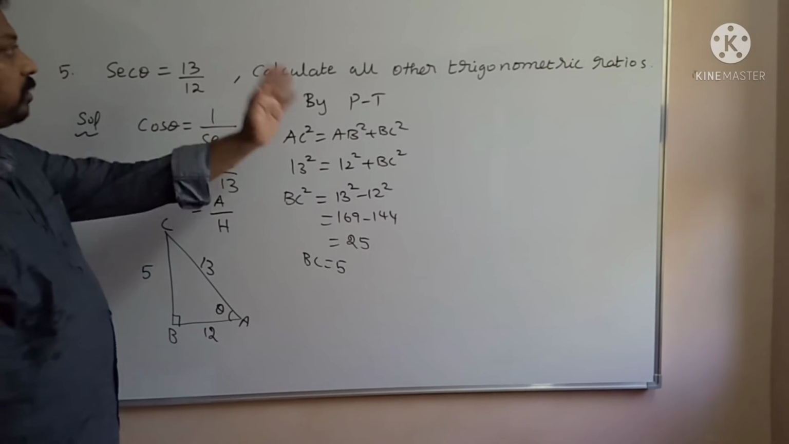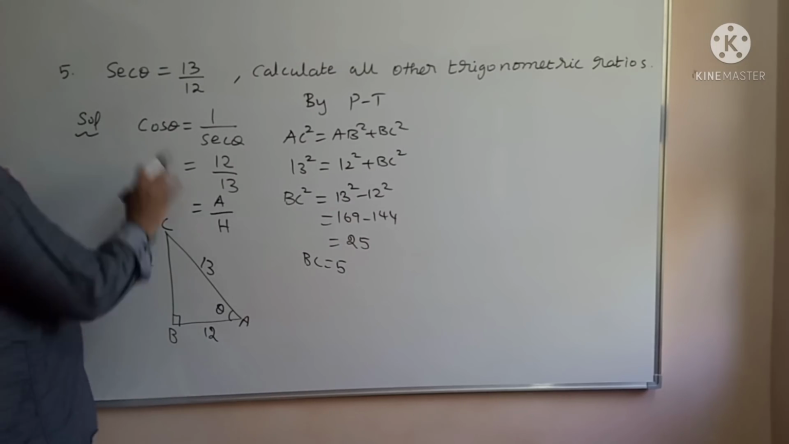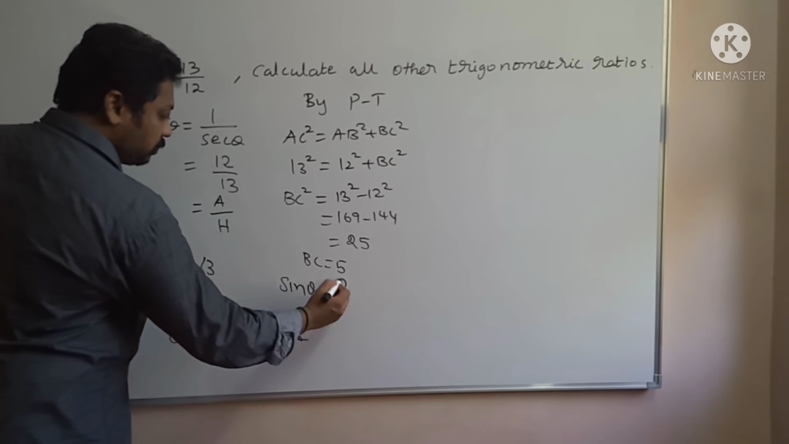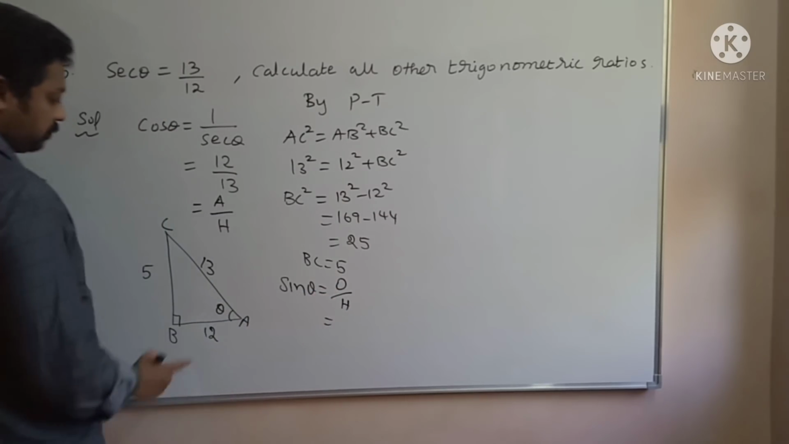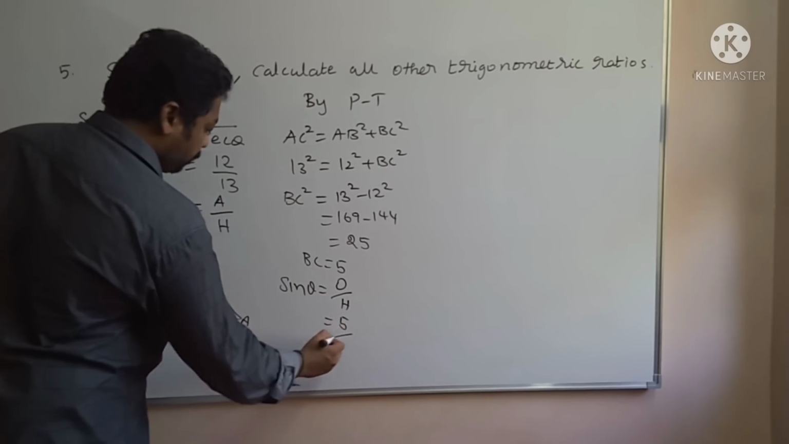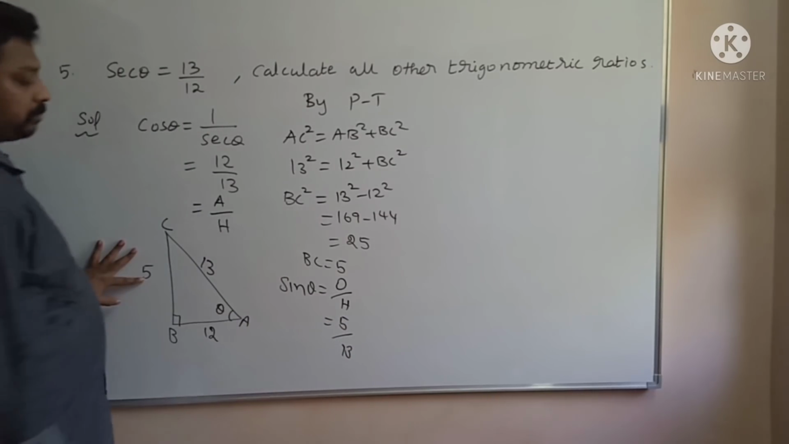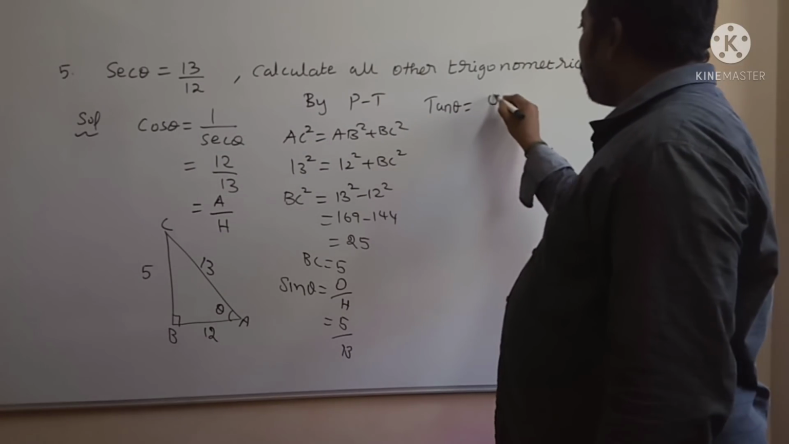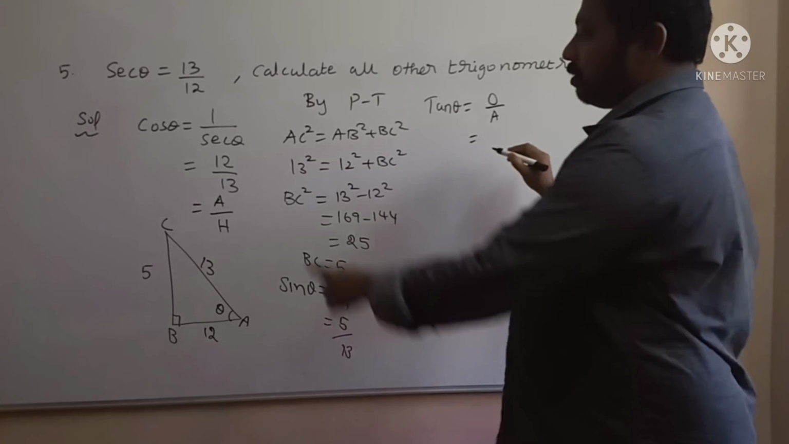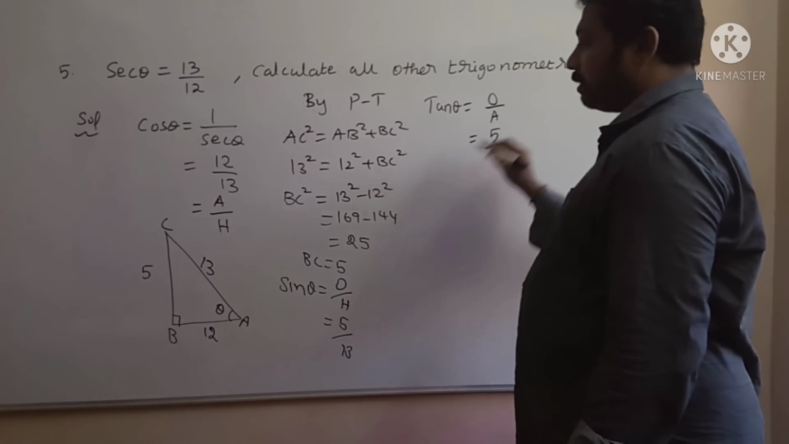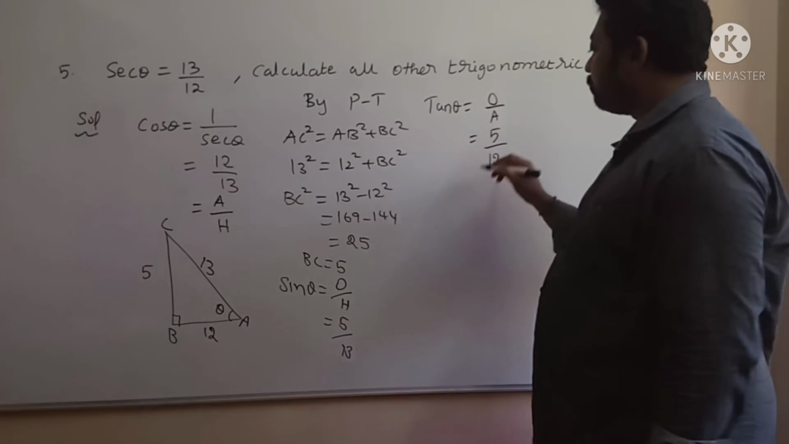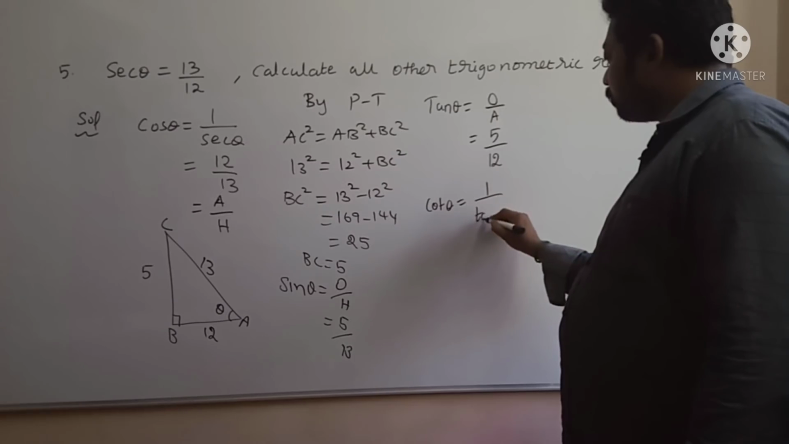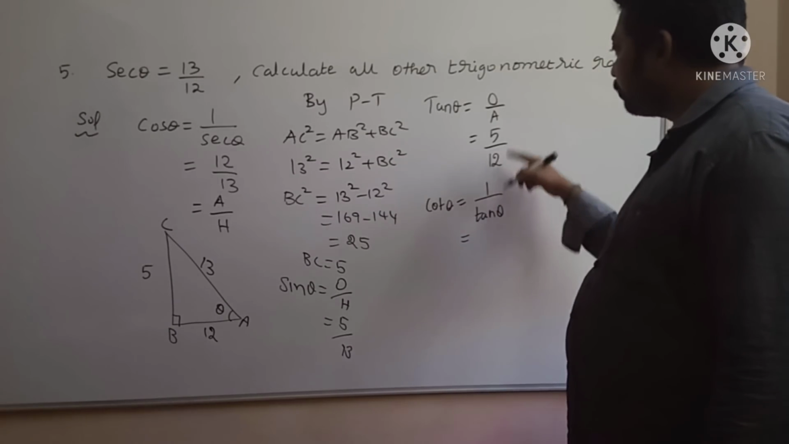Now we can find all the other trigonometric ratios. Cos theta we have already found, so we find sin theta. Sin theta is opposite side by hypotenuse. What is the opposite side? It is 5, and the hypotenuse is 13. Now we go for tan theta. What is tan theta? Opposite side by adjacent side. The opposite side is 5, the adjacent side is 12. Now we find cot theta, because cot theta is the reciprocal of tan theta, so 1 by tan theta, that is equal to 12 by 5.